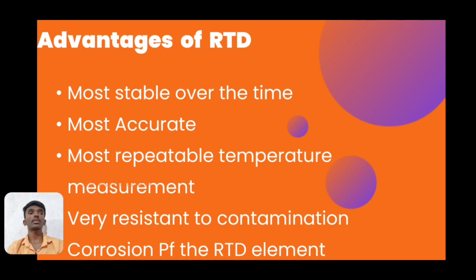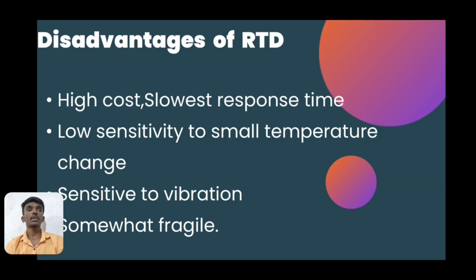Advantages of resistive transducer: most stable over time, most accurate, most repeatable temperature measurement, very resistant to contamination and corrosion of the resistive transducer element. Let's see the disadvantages of resistive transducer: high cost, slowest response time, low sensitivity to small temperature change, sensitive to vibration, somewhat fragile.